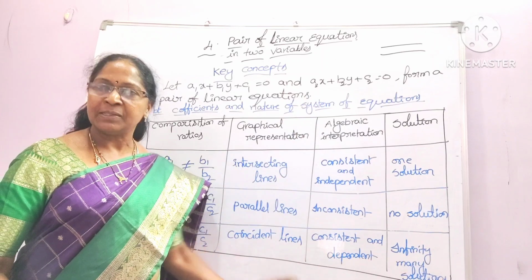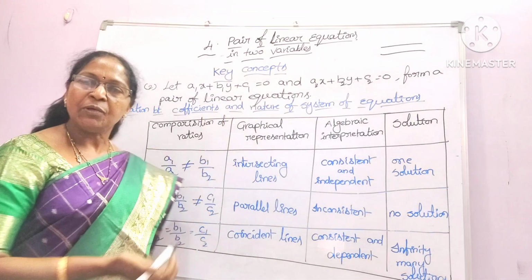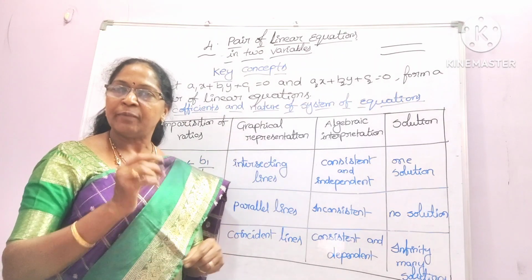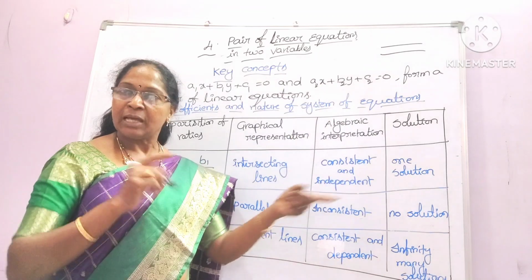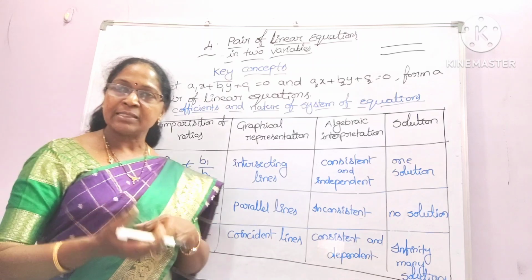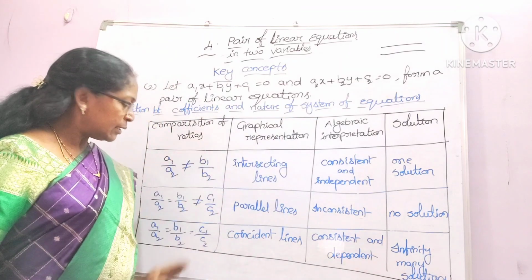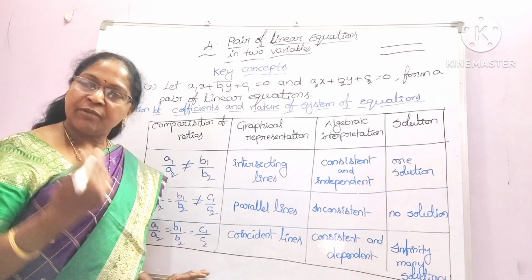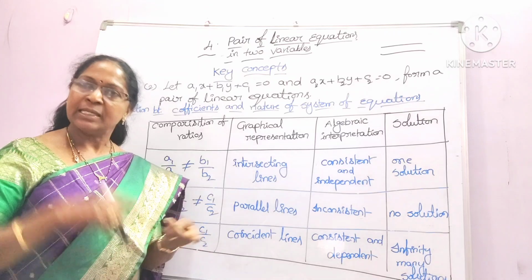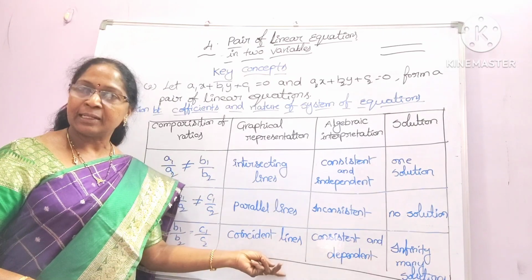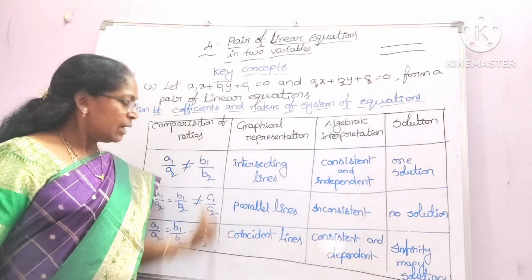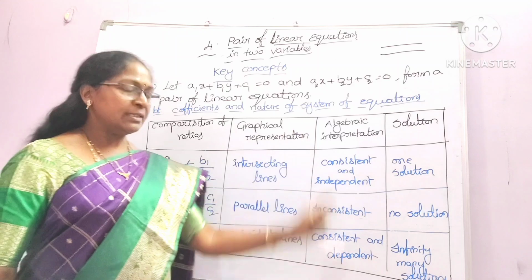This tabular form is also very important. They will give you a pair of linear equations. Then you have to find out whether the two linear equations are parallel lines, intersecting lines or coincident lines. They will ask like that. You have to find out by using the ratios. Then you can say immediately whether both are parallel, intersecting or coincident lines. This is the relation between the ratios. This is also very important.